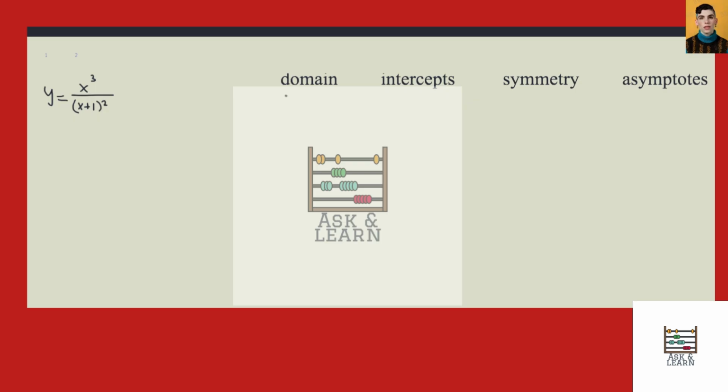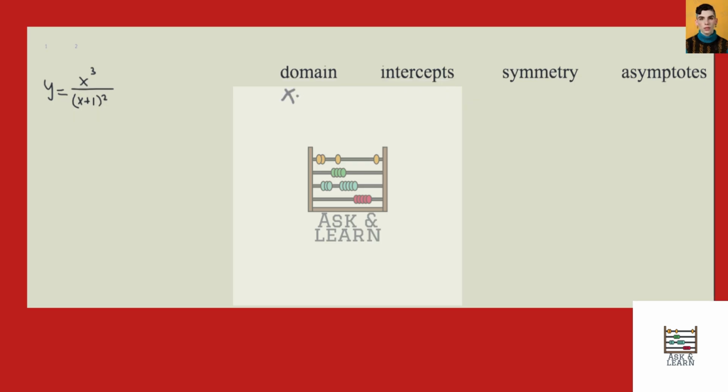Here we have domain cannot be 1. And it cannot be negative 1. It cannot be negative 1 because the denominator cannot be 0. Intercepts 0, 0. There's no symmetry, but we do have asymptotes. We have a vertical one and a slant one. Now the vertical is the easier one to find. The denominator, set it equal to 0. X equals negative 1 is our vertical.